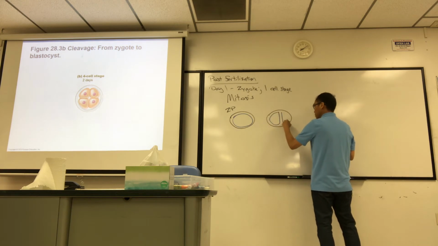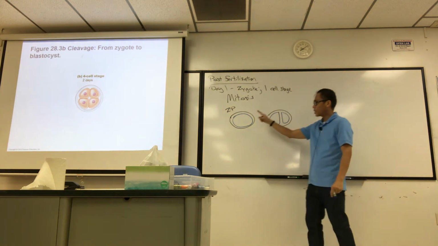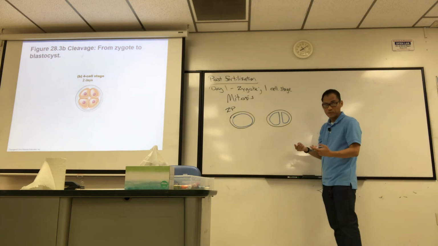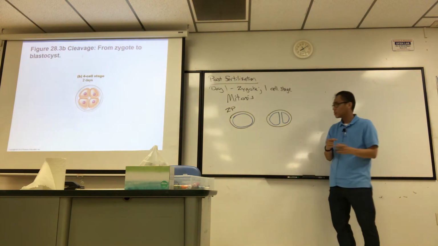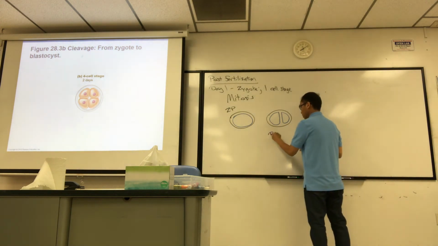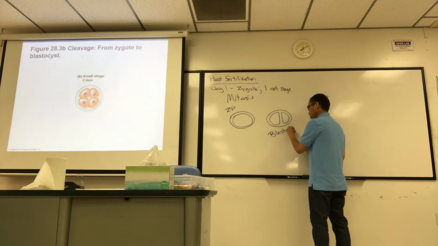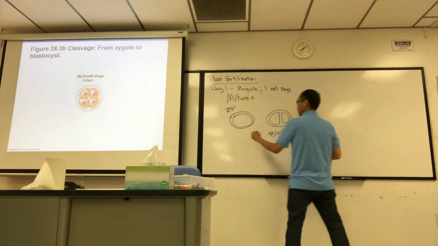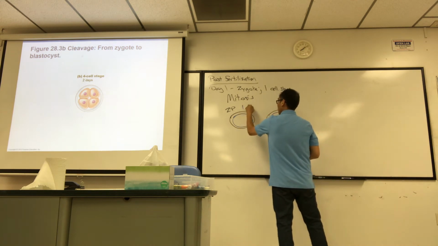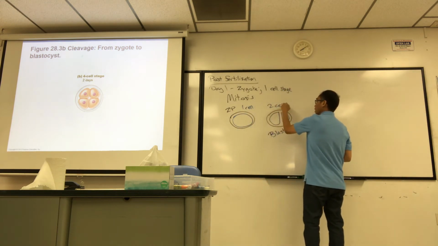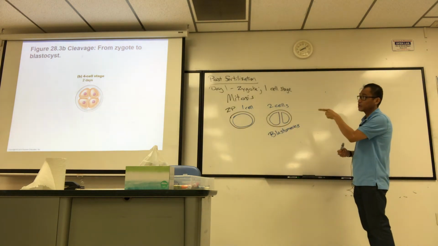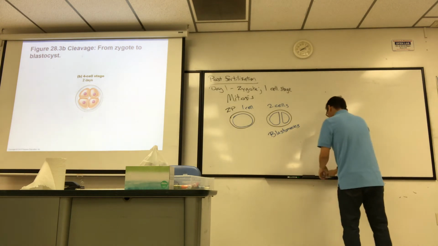So you have to reduce the size. So these 2 cells that came from the 1 cell reduce their size, and they're called blastomeres. These are the first cells of development. That's 1 cell, 2 cells, blastomeres. 2 cells becomes 4 cells in day 2.